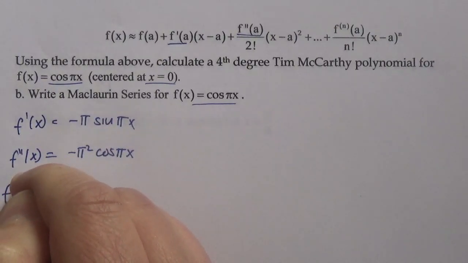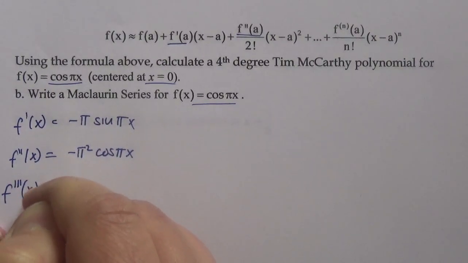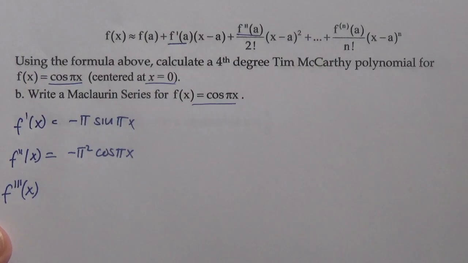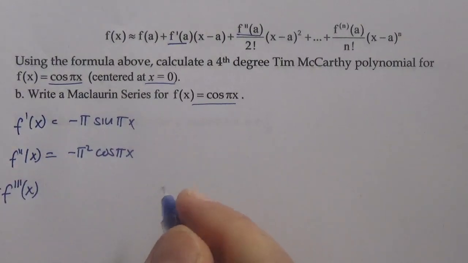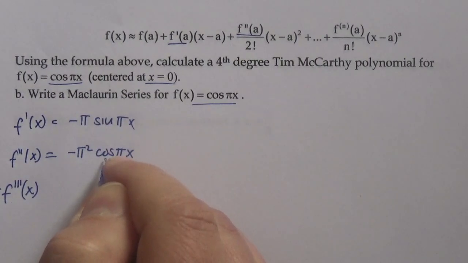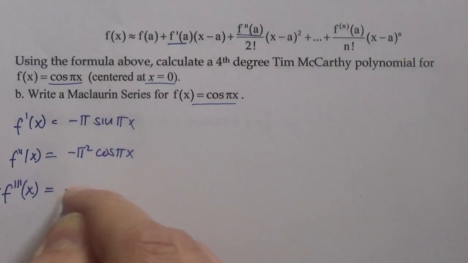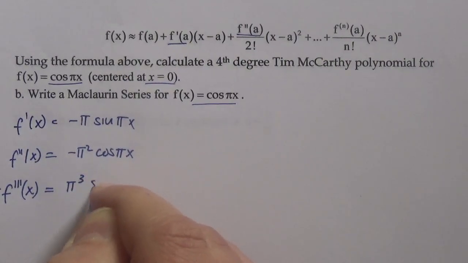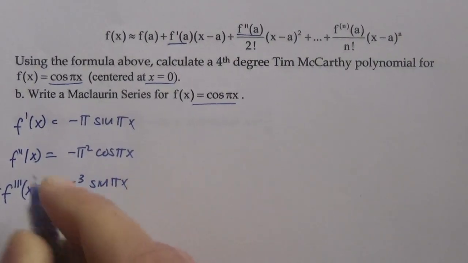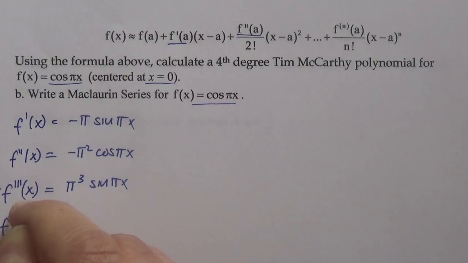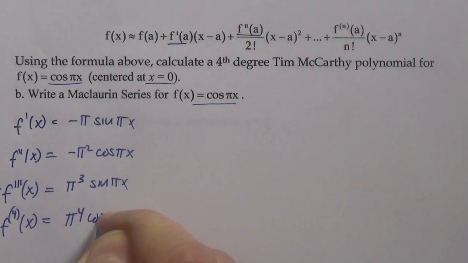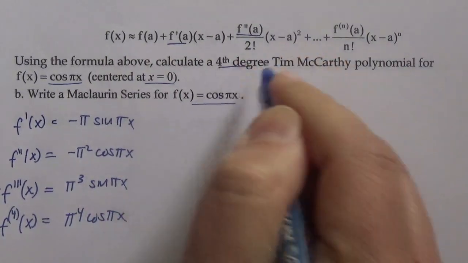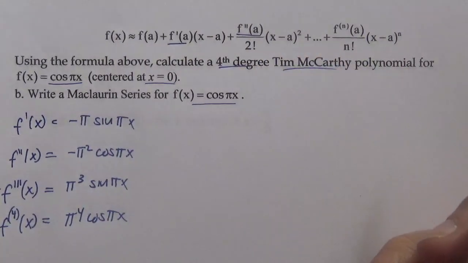My third derivative, which I'm going to be lazy and write as 3 dashes, but typically I write it this way, f3 of x. Since the derivative of cosine is negative, this is going to be positive now, so pi cubed sine of pi x. And therefore my fourth derivative is going to be pi to the fourth cosine of pi x. It asks for a 4th degree Tim McCarthy polynomial.